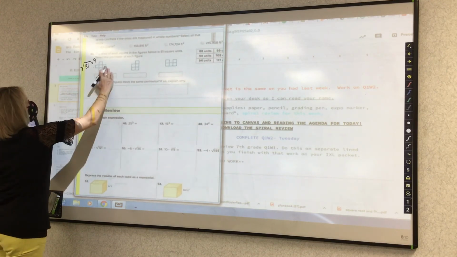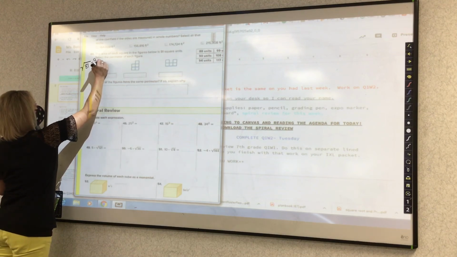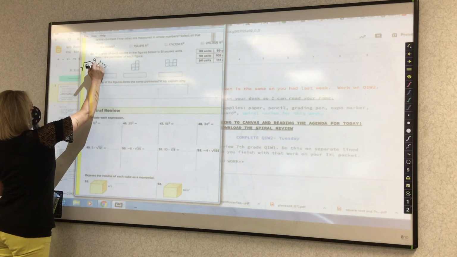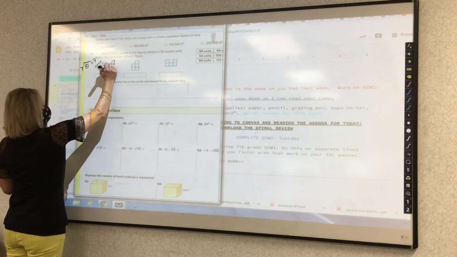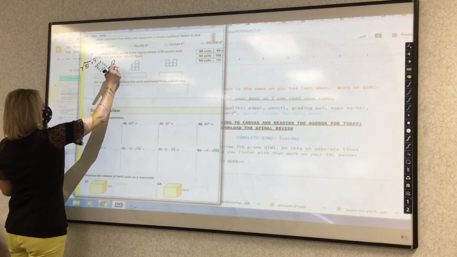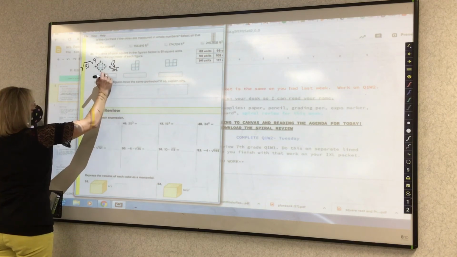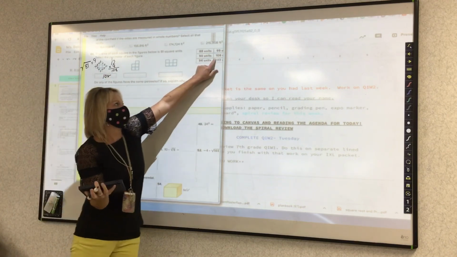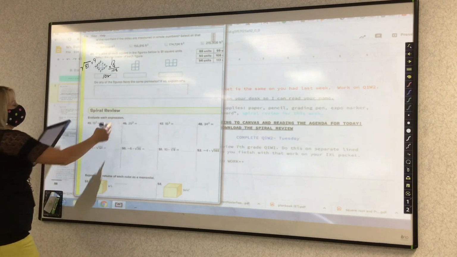I'm just going to start over. So that's 1, 2, 3, 4, 5, 6, 7, 8, 9, 10, 11, 12. If each was 9, I take 12 times 9. What's 12 times 9? 108. Is that in my answer bank? Yes. So I know I'm doing it right. Okay, so I did get it right.